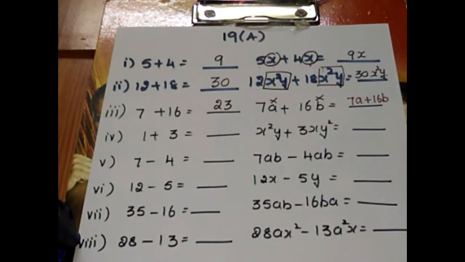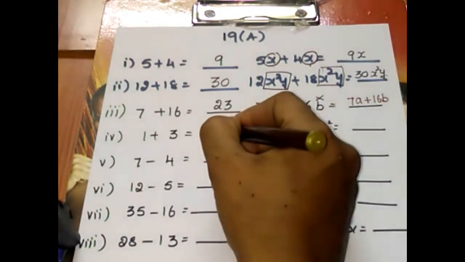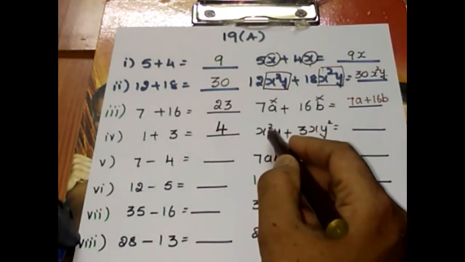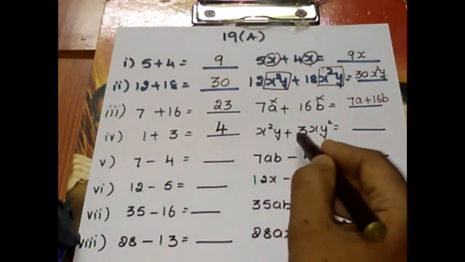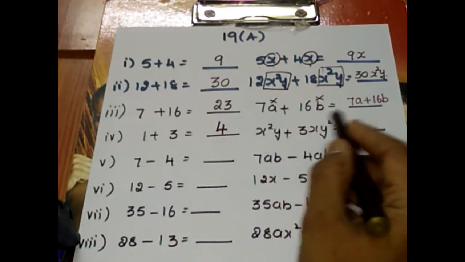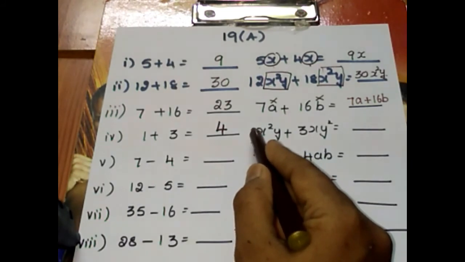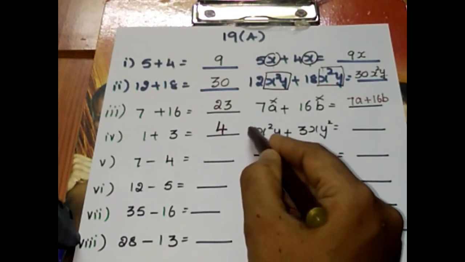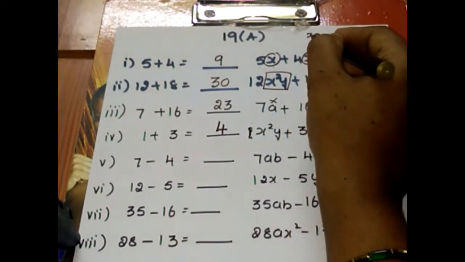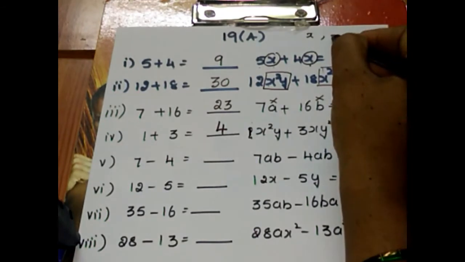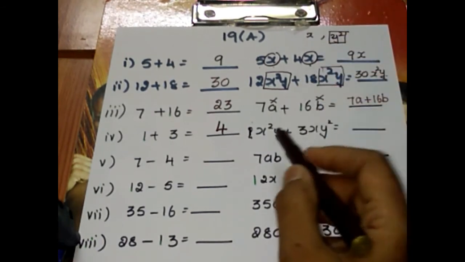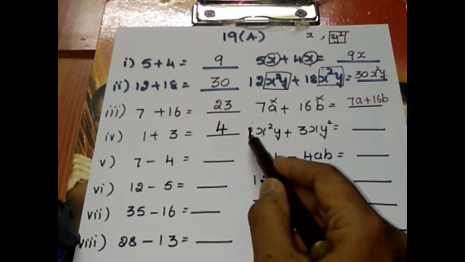Next, 1 plus 3 is 4. Very simple. But look at the algebraic expression. What do you have? x square y plus xy square. Here we don't have any numerical coefficient, but we can consider it as 1. If I say x, it means it is 1x. If I say y square, it means 1y square. But we don't write 1 here, it is understood. In the similar way, the numerical coefficient is 1.